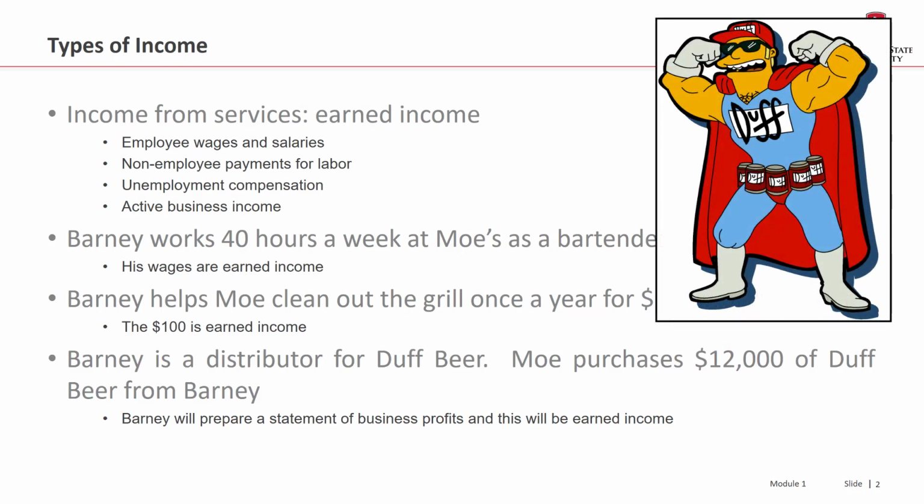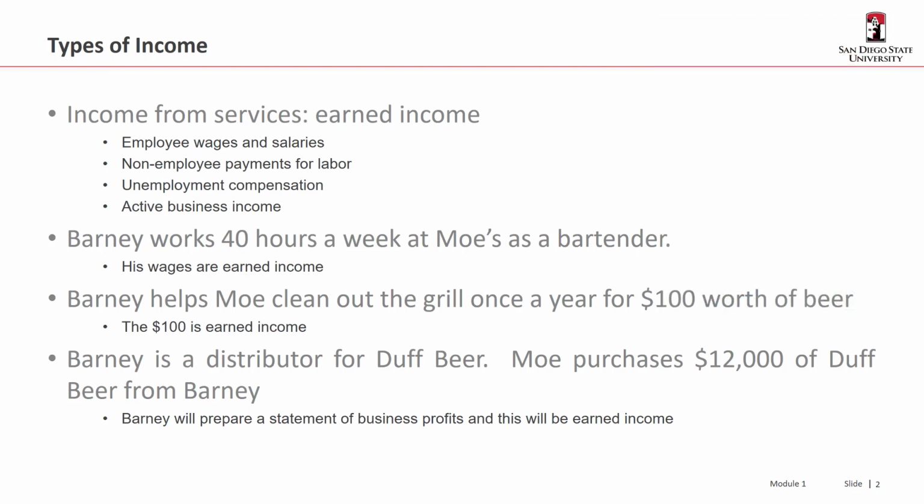Now, what if Barney is a distributor for Duff Beer? And I mean Barney owns the company that is a distributor for Duff Beer. He doesn't just drive the truck. And Moe purchases $12,000 of Duff Beer from Barney. Well, clearly Barney has income, right? But Barney will need to prepare some statement of business profits, but that will still represent income from his services or earned income, even though really it's the sale of inventory that's driving it. So just to make sure that we can try to make a distinction between income from services and income from property.